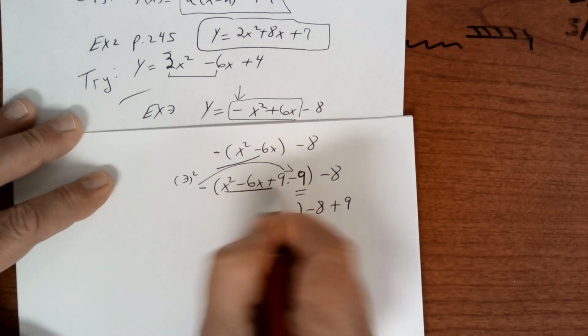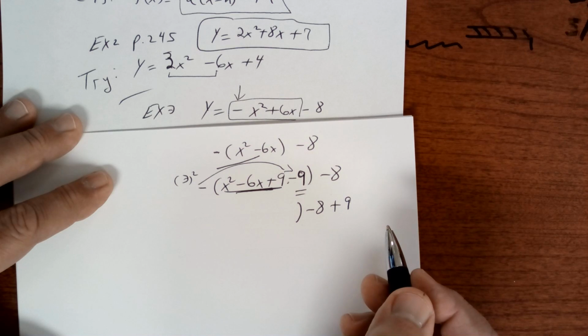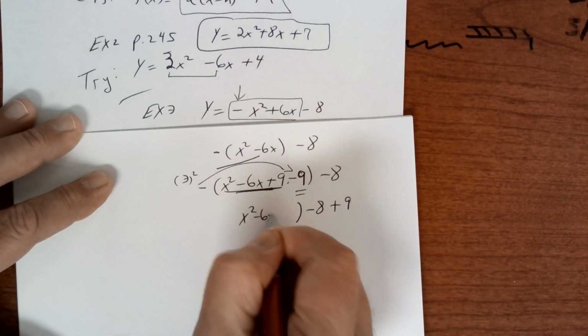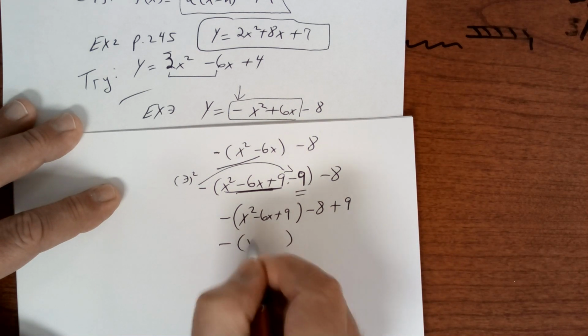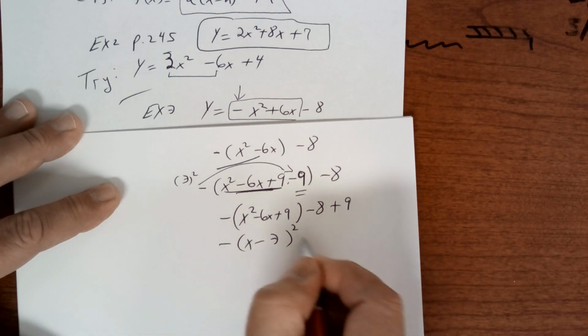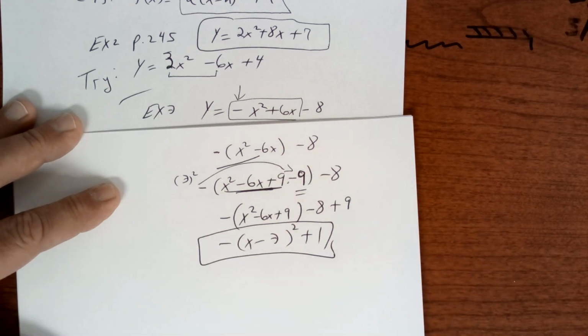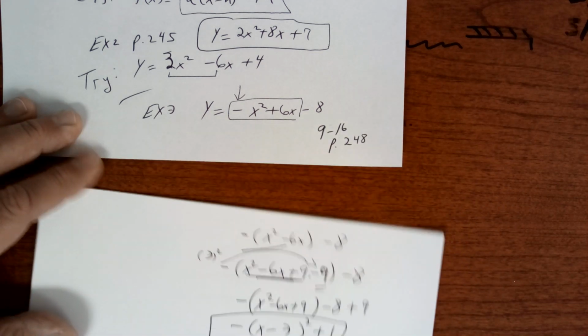But right here in the middle is a perfect square trinomial. So that's going to be x squared minus 6x plus 9 with a negative on the outside. So now this becomes x minus 3 quantity squared plus 1, and there it is, and that's how you do that. Today's work is right here.